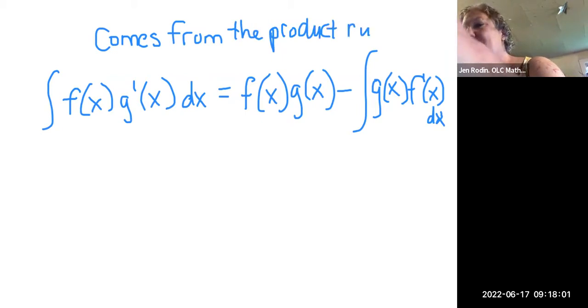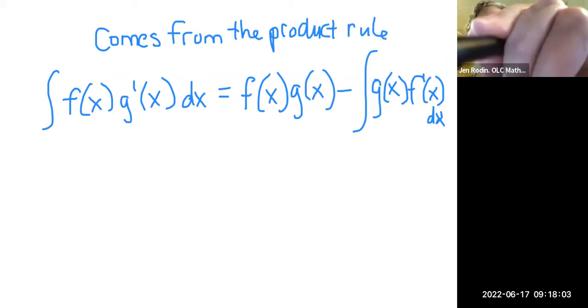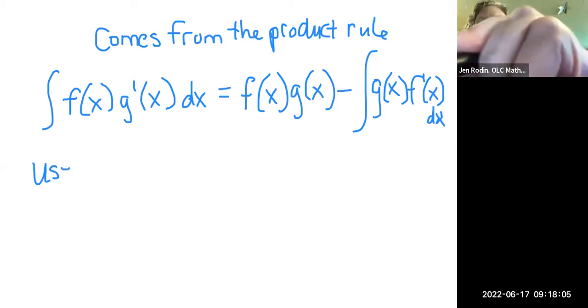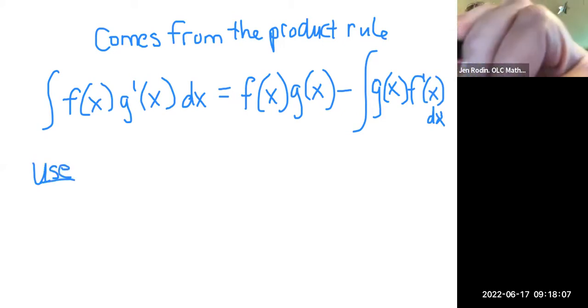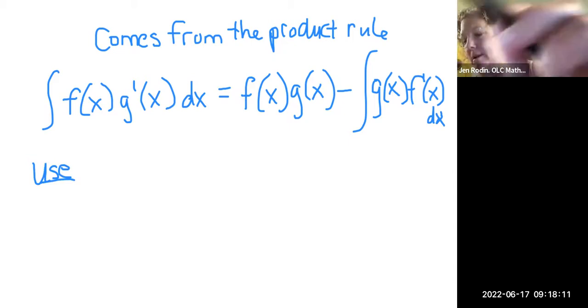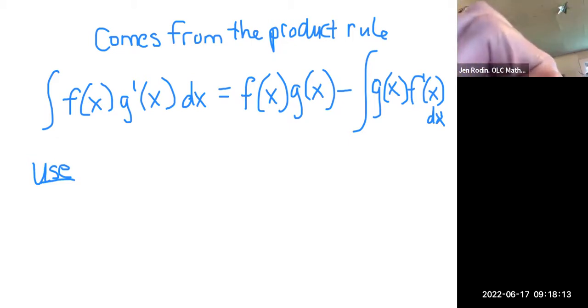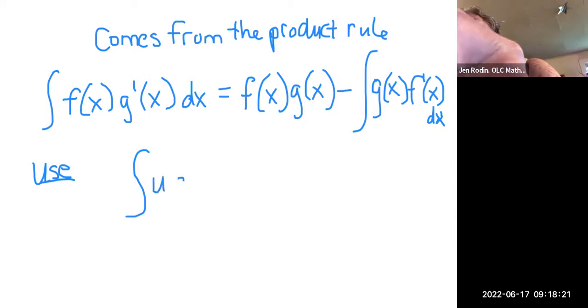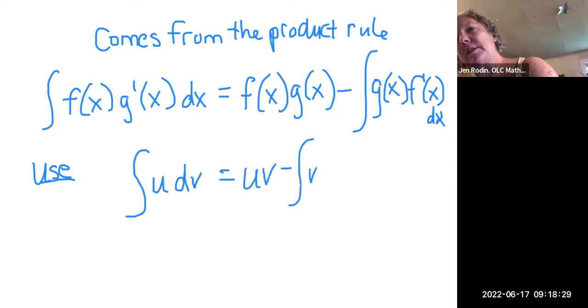And we use it because there are times when we get something that you can't just find the integral. Use this formula, though, is what we do. The integral of u dv equals uv minus the integral of v du.